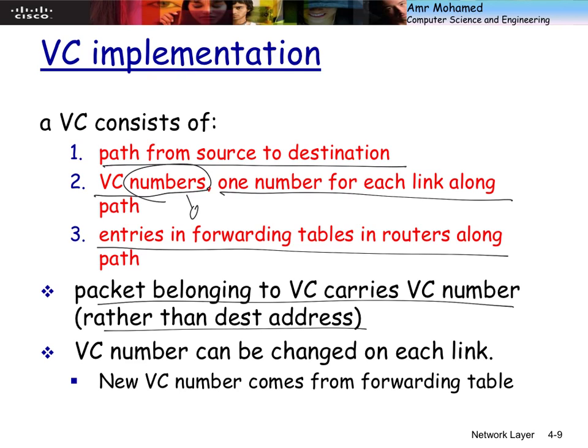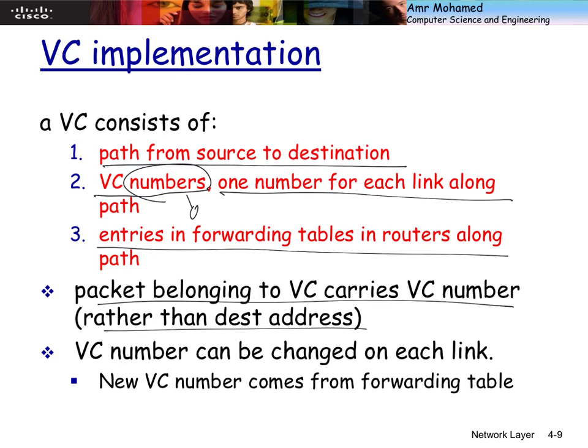Because if we assign it without coordination, it may happen that two other routers may assign the same virtual circuit identifier, in which case we have two virtual circuits with the same number. So that's going to be a problem.